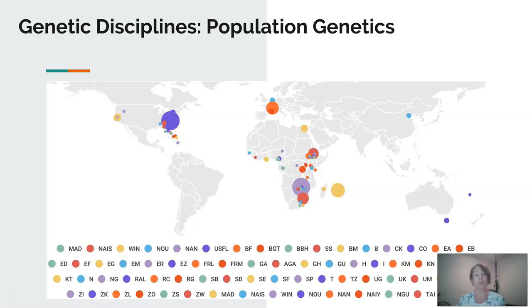And then there are sub-disciplines within all of these disciplines. For instance, within population genetics, we have conservation genetics. In conservation genetics, we apply these same principles, but we're applying them to species of conservation concern, so endangered or threatened species.